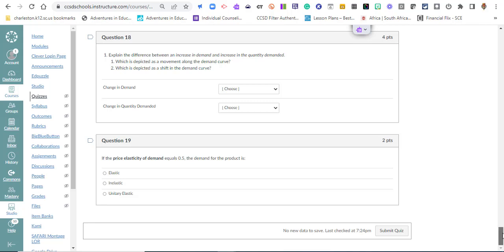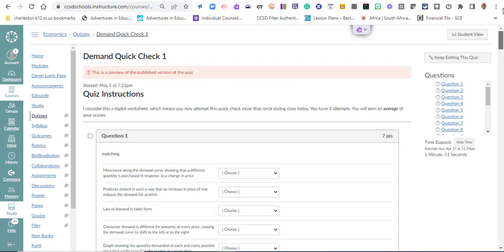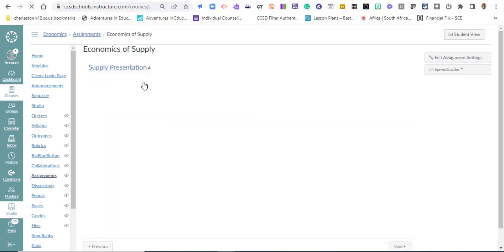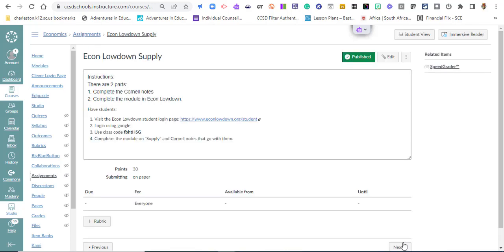We can actually talk about real world scenarios. We can often get off topic, but if it's reinforcing and helping students visualize and learn the material, best practices. Lesson 1 is on demand. Lesson 2 is on supply.